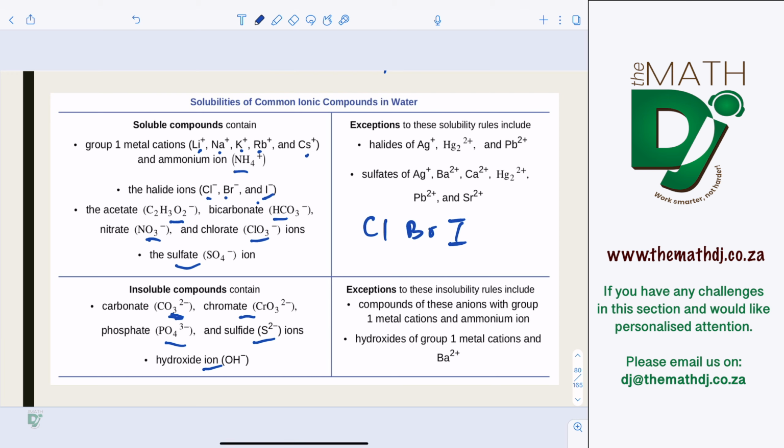So silver chloride, like we discussed earlier, is not soluble in water. And if you take mercury and lead, it's also not. Then sulfates of these ones also, like silver sulfate, it's not soluble in water. Silver sulfate is not soluble in water.